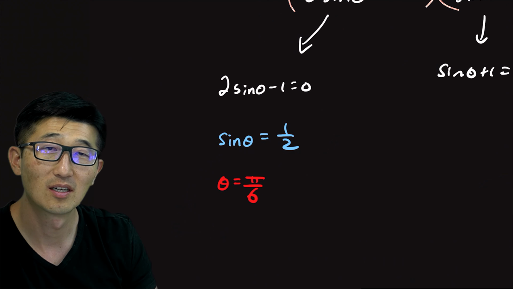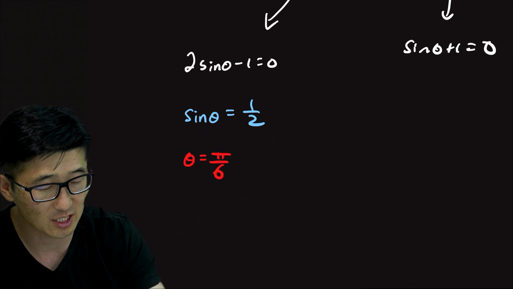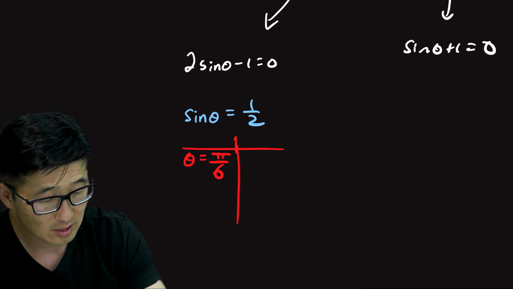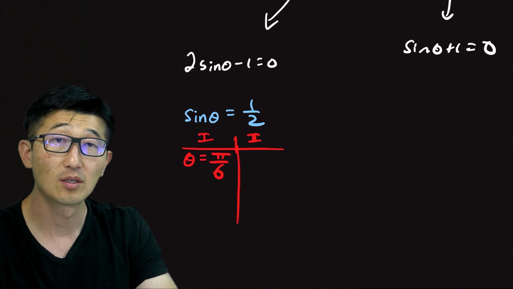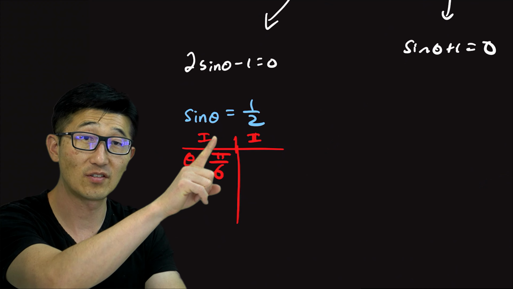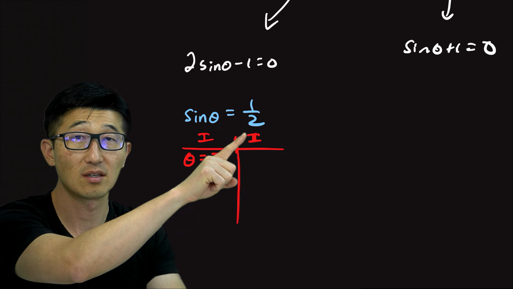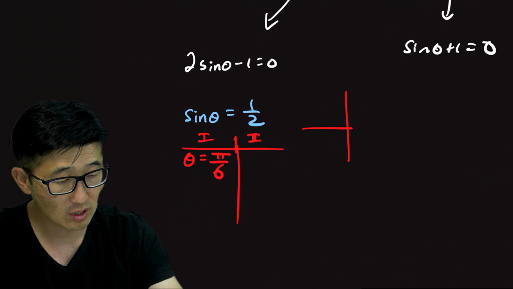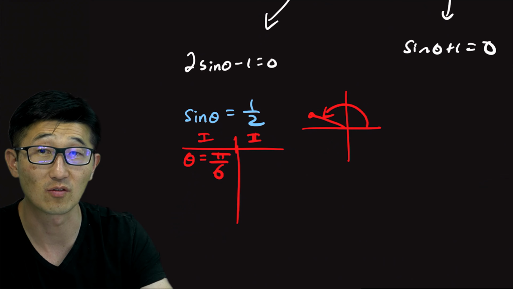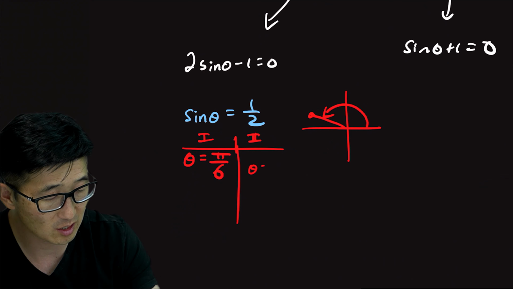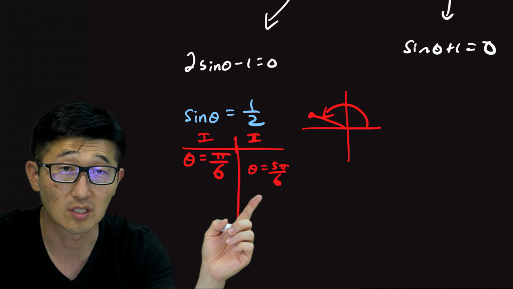Pi over 6. But this is quadrant 1. There are two quadrants where sine is positive. Do you remember what those are? Quadrants 1 and 2, sine is positive, remember? Oh, okay. So if theta is pi over 6, it will equal 1/2 because 1/2 is a y coordinate, isn't it? Yeah. Now in quadrant 2, if you go this way, you'll also have a y value of 1/2, which will be theta equals 5 pi over 6.